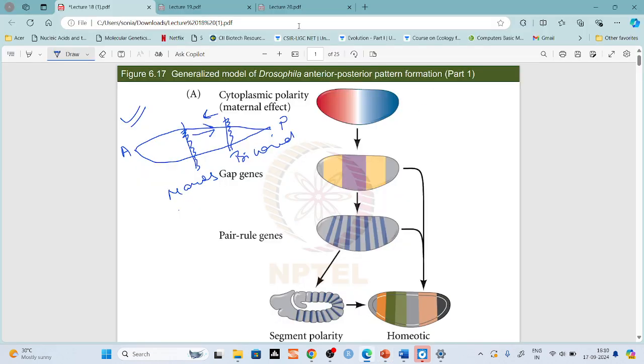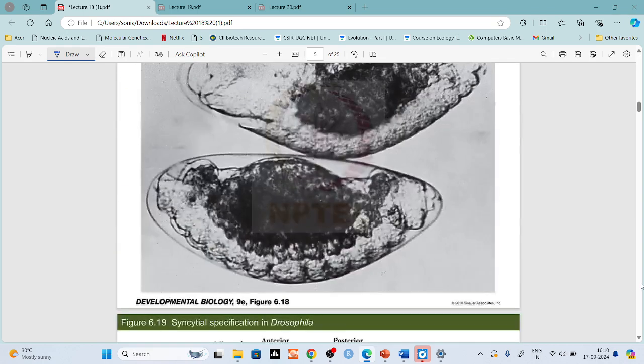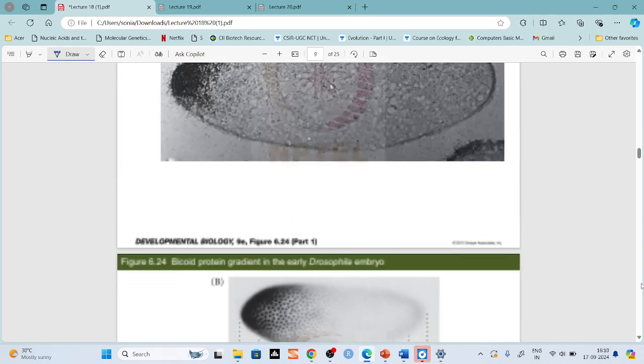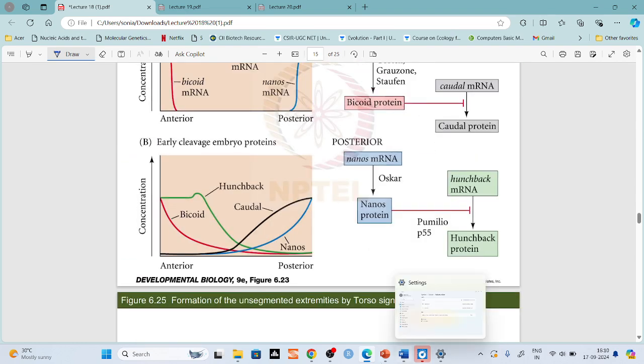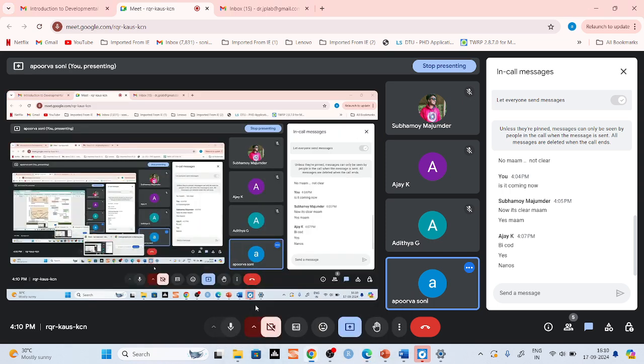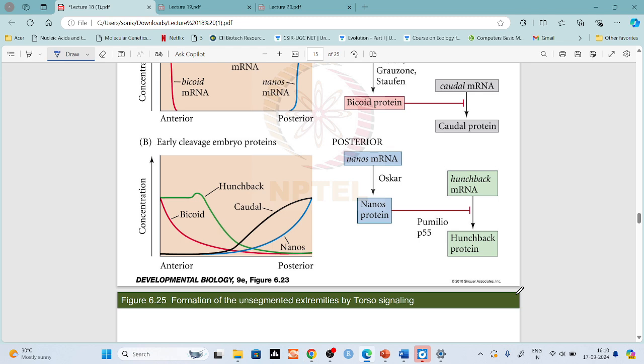Very quickly, this is the diagram that I wanted to explain before starting the questions. Are you able to follow me? If there is any problem regarding the voice or anything else, you can type in the message box. Okay, fine.